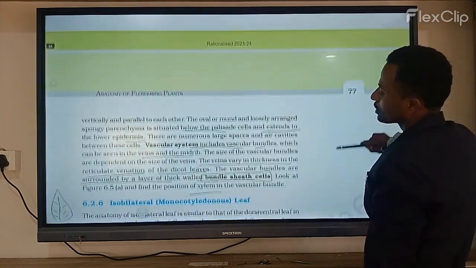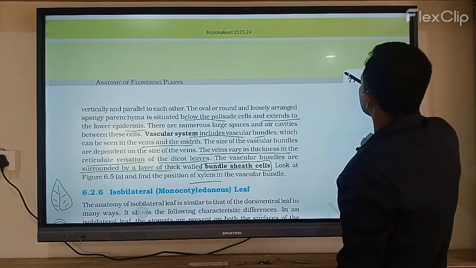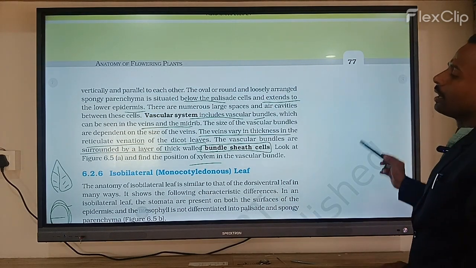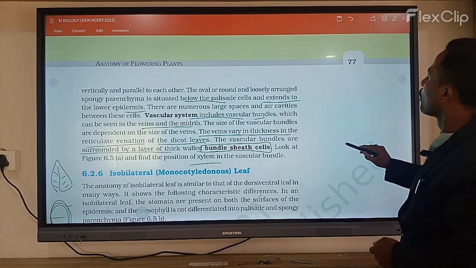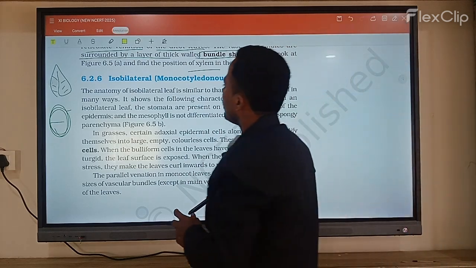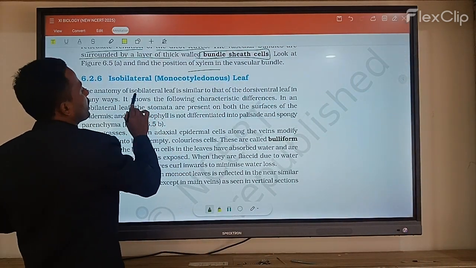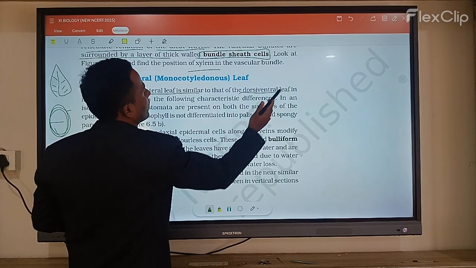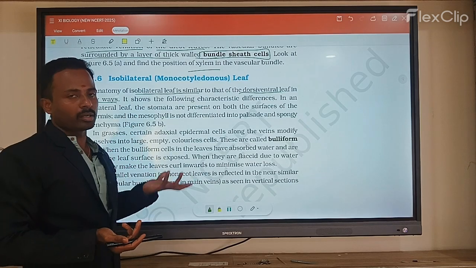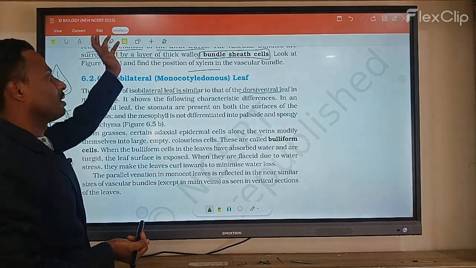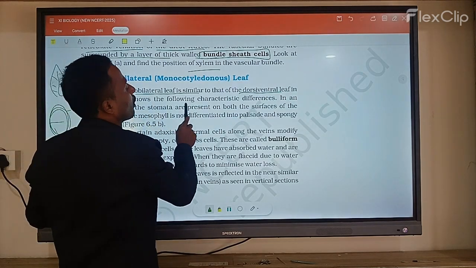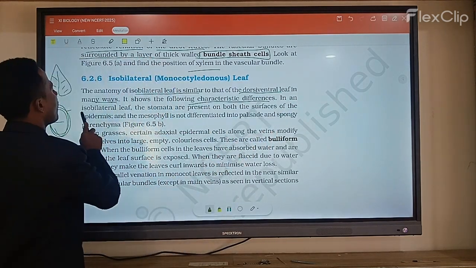Next, so this is the dorsiventral or dicotyledon leaf. Now to discuss the isobilateral or monocotyledon leaf. See, the anatomy of the isobilateral leaf is similar to the dorsiventral leaf in many ways. So we observed the dicotyledon leaf, am I right? At the same time, these monocotyledon leaves also have the same characters, with a few differences.